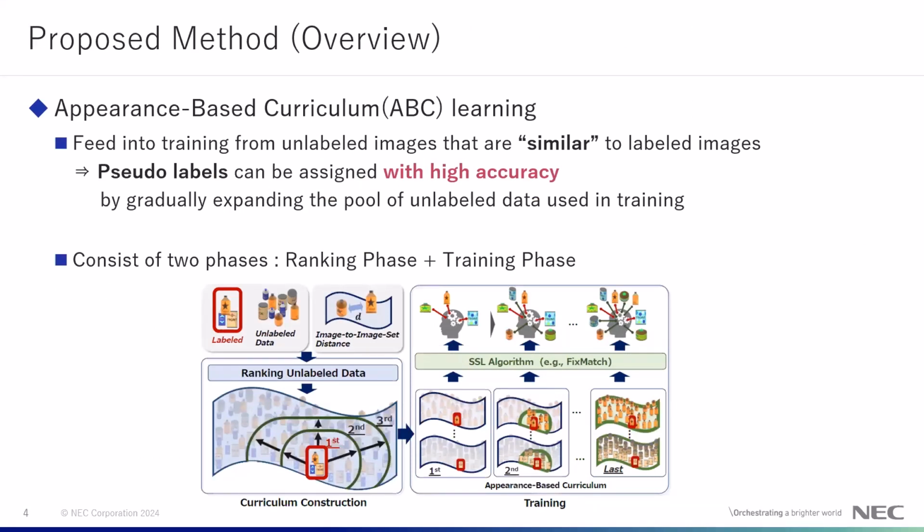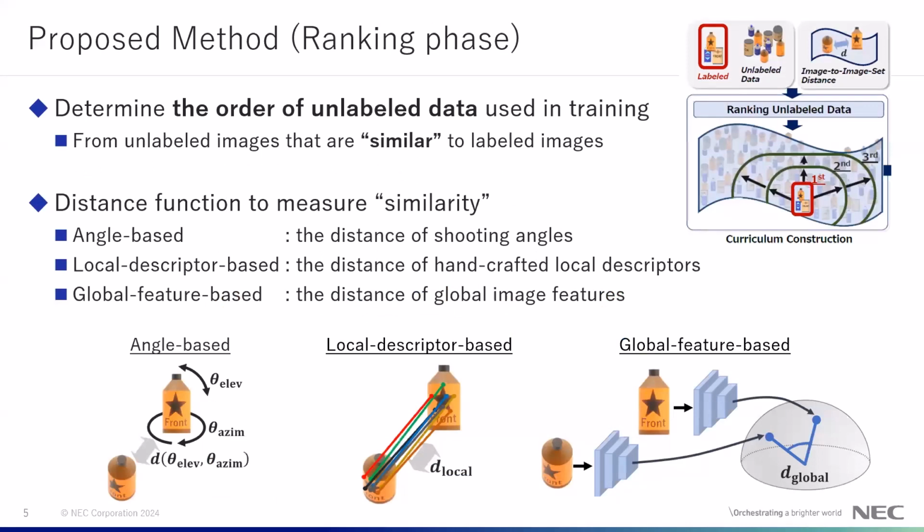To tackle this problem, we propose appearance-based curriculum, ABC learning. The key point of this method is feeding into training the unlabeled images that are similar to labeled images. By taking our strategy, pseudo-labels for unlabeled images can be assigned with high accuracy. Our framework consists of a ranking phase and a training phase. The ranking phase determines the order of unlabeled data used in training.